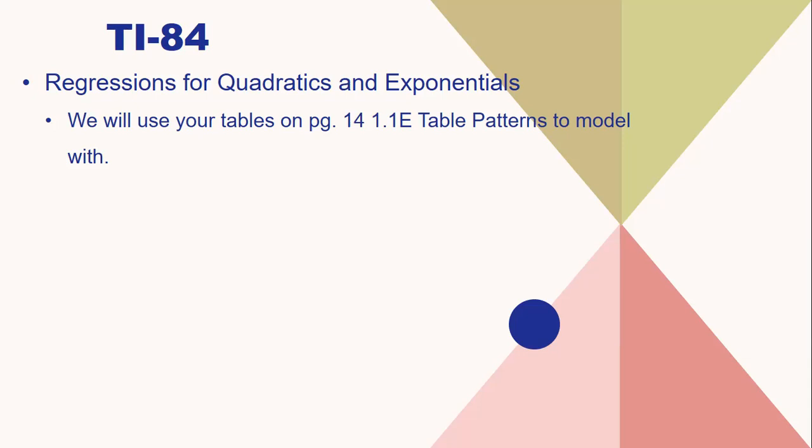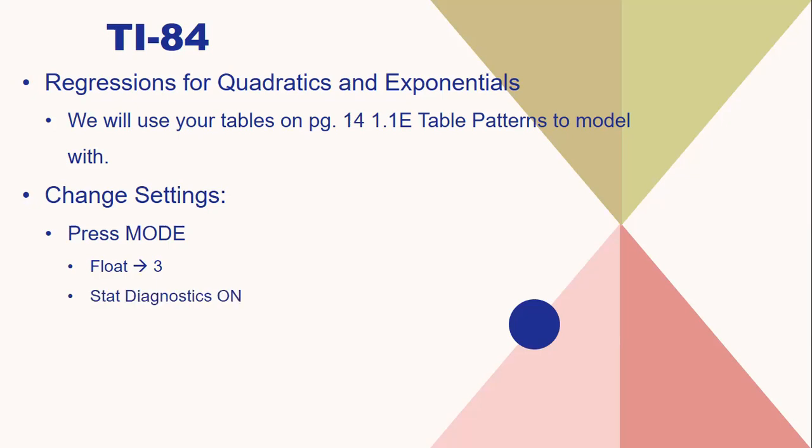Okay. Everything else up until now, we've been doing on the TI-84. You're going to still do your stat edit and input your data, but we're going to change some settings before we start. Does that make sense? To make these setting changes, we're going to press mode. Once we press mode, we're going to change from float to 3. And we're going to take our stat diagnostics and turn it on. Those are the 2 changes that we have to make before we do everything else normal.